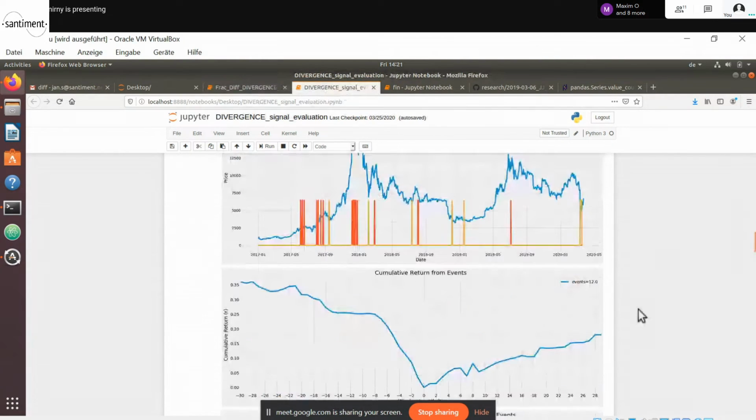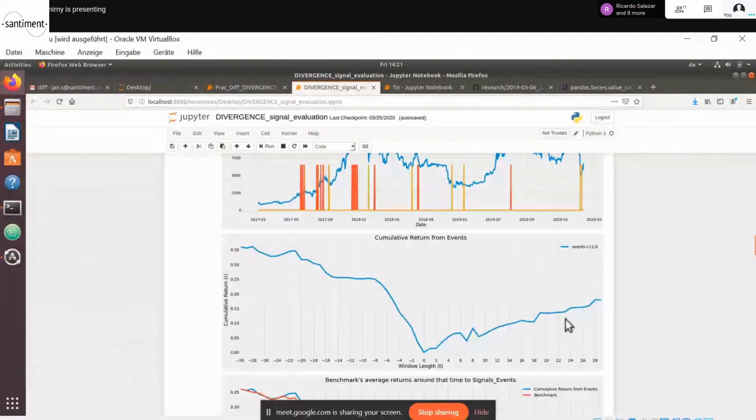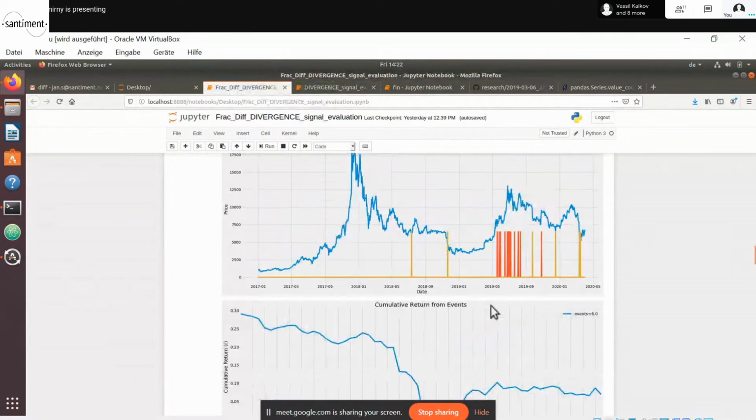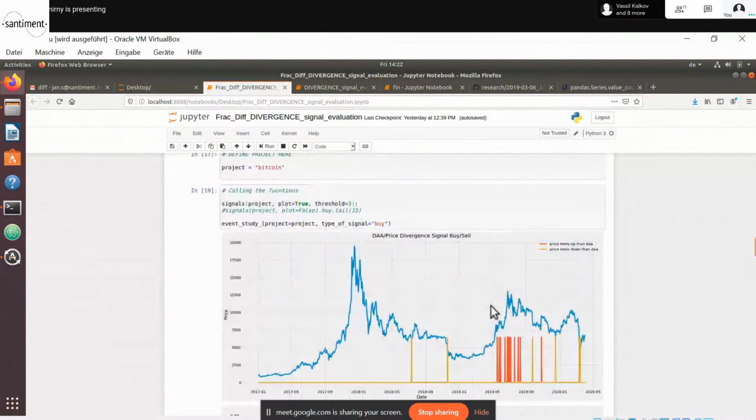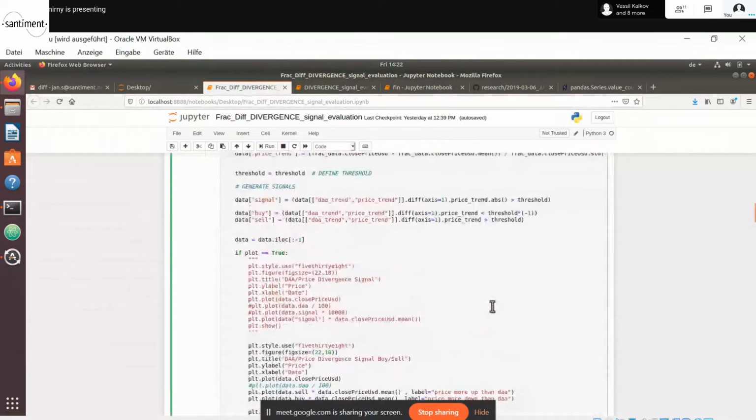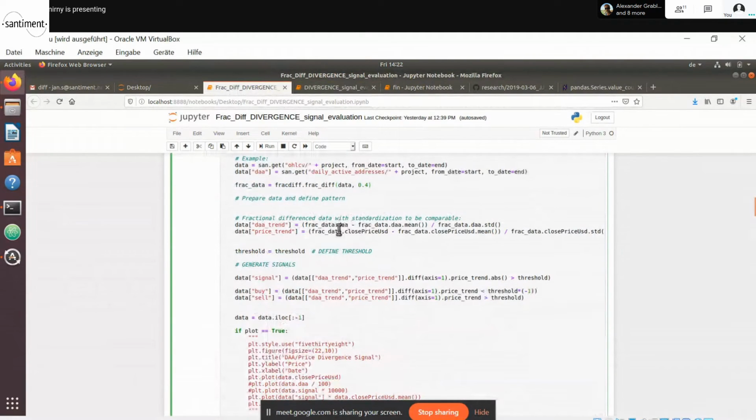Does it work? Here we have the normal divergence signals. Here we also have some, even maybe a bit stronger. But I also have to see how to specify this more precisely. So in this case, I don't do the log, the fractional differencing of the log. I think I didn't do that yet. So there's some stuff to specify.